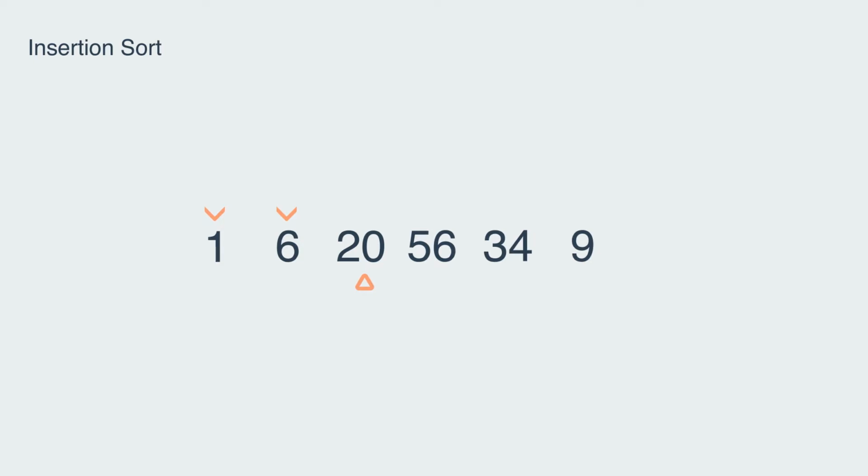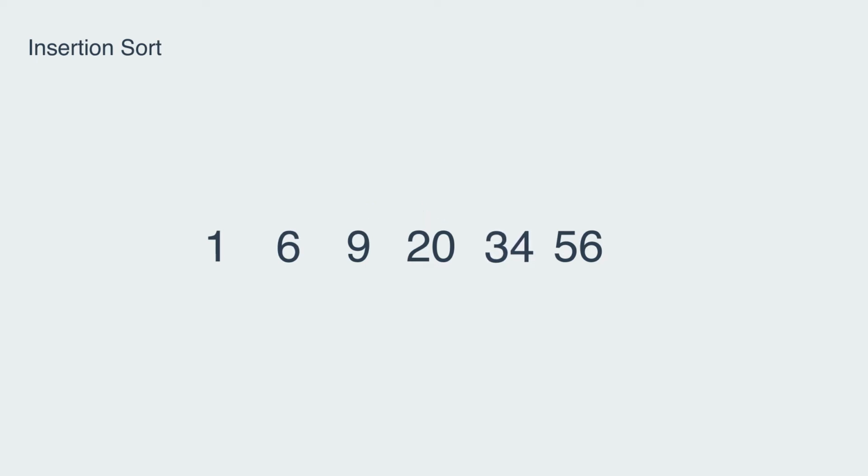so we are good. Similarly, now we move to 56. It's greater than 20, so nothing to be done here. Moving on to 34. It's smaller than 56, so we follow the same, we swap them. Now 34 is greater than 20, so we are all good here. Moving on to 9. 9 is smaller than 56, so we swap them. Now comparing 9 with 36, it's still smaller, we swap again, and like this we keep swapping until the previous element is smaller or no elements are left to compare.